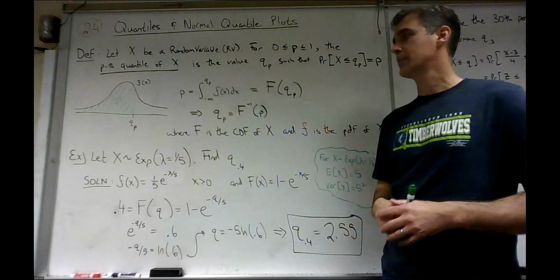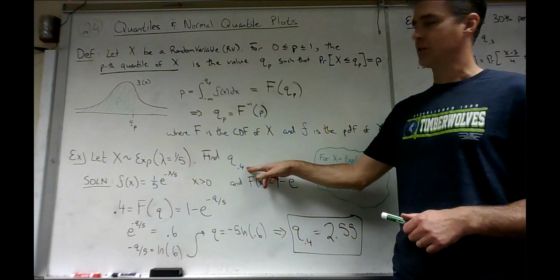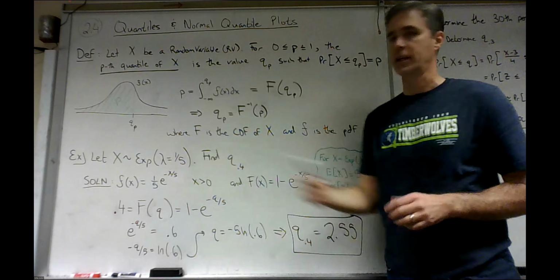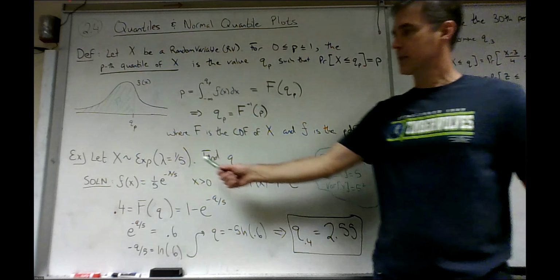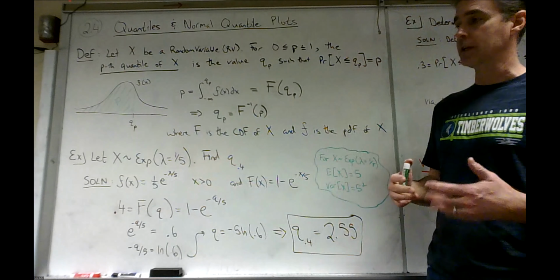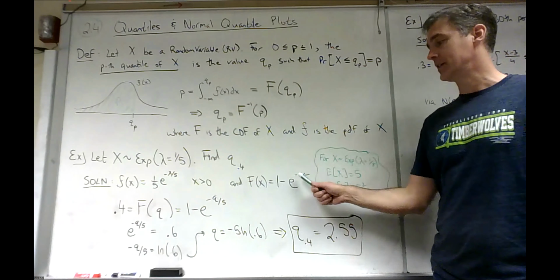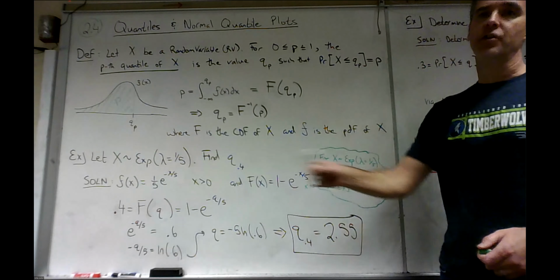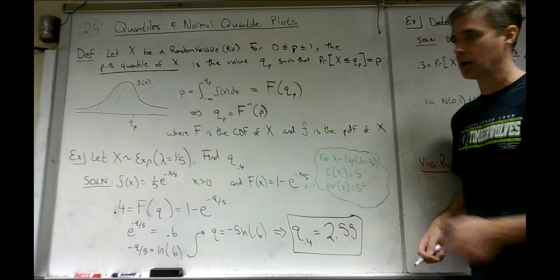So X is exponential, lambda equals 1/5, and I want to find the 0.4 quantile. I want to find the spot where 40% of the probability is to the left of that spot for this exponential distribution. If I know it's exponential, I know its PDF. Its PDF would be 1/5 e to the negative x over 5 for x greater than 0. And the CDF would be 1 minus e to the negative x over 5, again for x greater than 0. You should know the PDF and the CDF for an exponential distribution. That should be memorized.